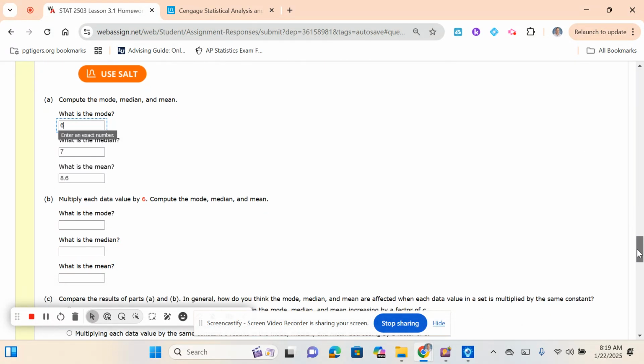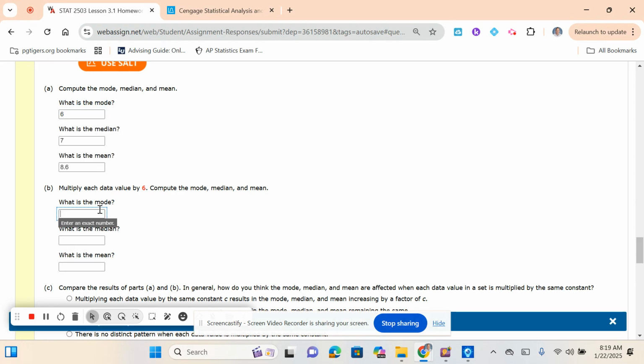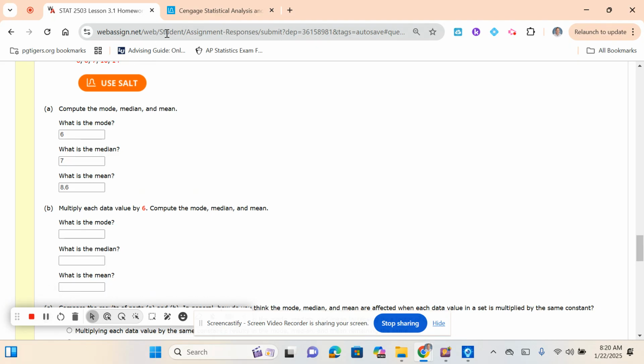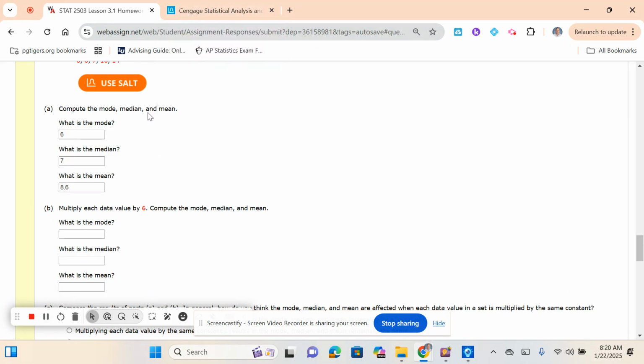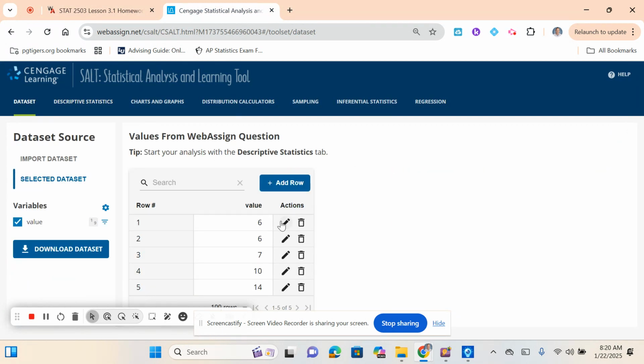I'm going to have you guess. What do you think is going to happen to your mode, median, and mean when you multiply each data set value by 6? What do you think is going to happen to these values? You're right. So I'm multiplying by 6, so be careful. I'm going to go back to the data set and multiply by 6 here.